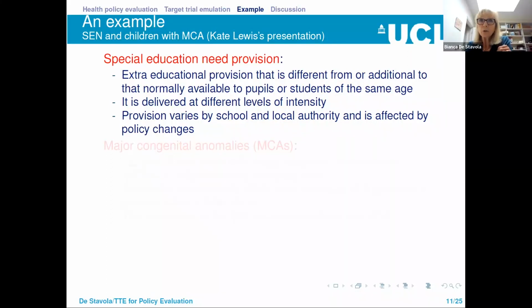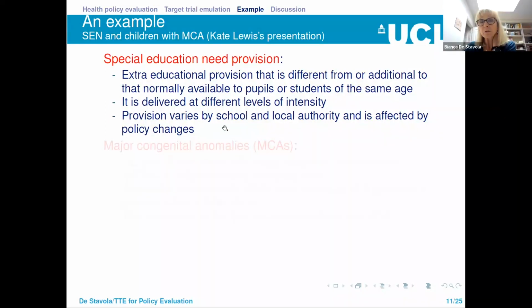It's extra educational provision that is different from what is usually available to pupils. It's not delivered at just one level, but at different levels of intensity. It could be just extra teacher support in the classroom to help certain children to read, or it could be actual intensive one-to-one help in smaller classes, maybe in special schools.